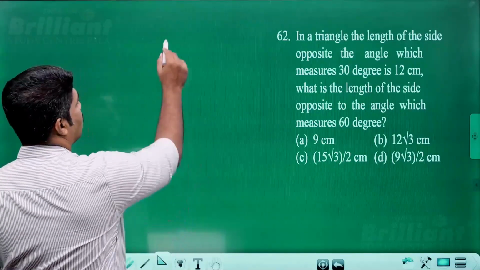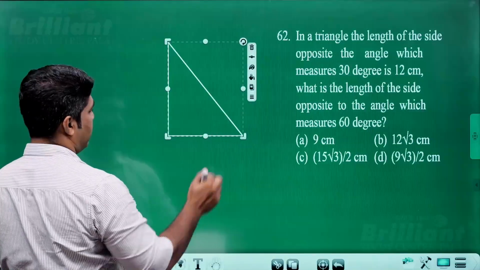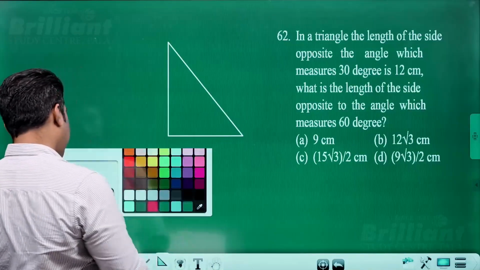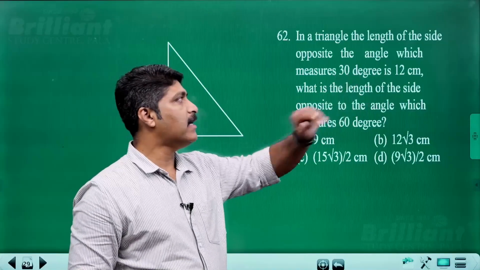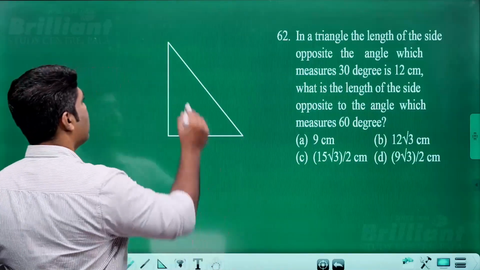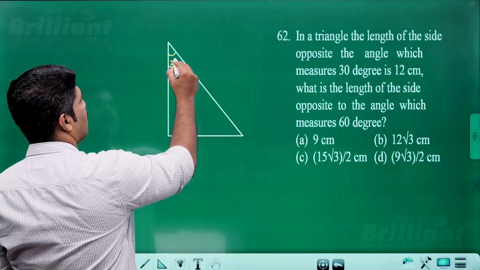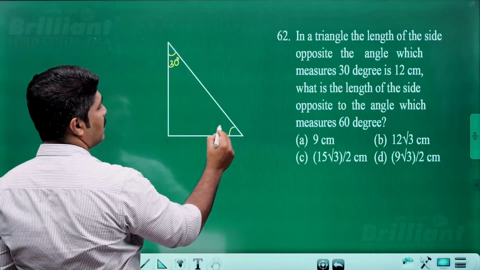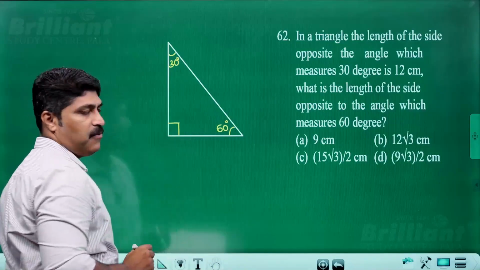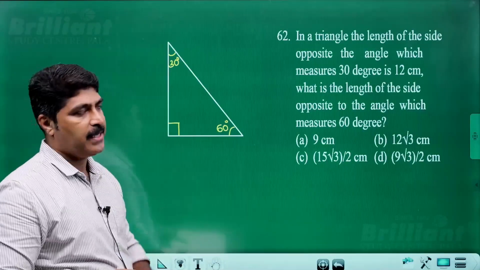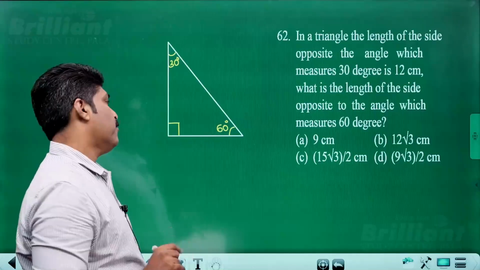Got it? So first we consider it's a right triangle. How did we identify it's a right triangle? Because it is given that one angle is 30 degrees, another one is 60 degrees. Suppose this angle is 30 degrees, this is 60 degrees. So automatically the third one, we know that the sum of all three angles equals 180 degrees. You have to keep it in your mind.